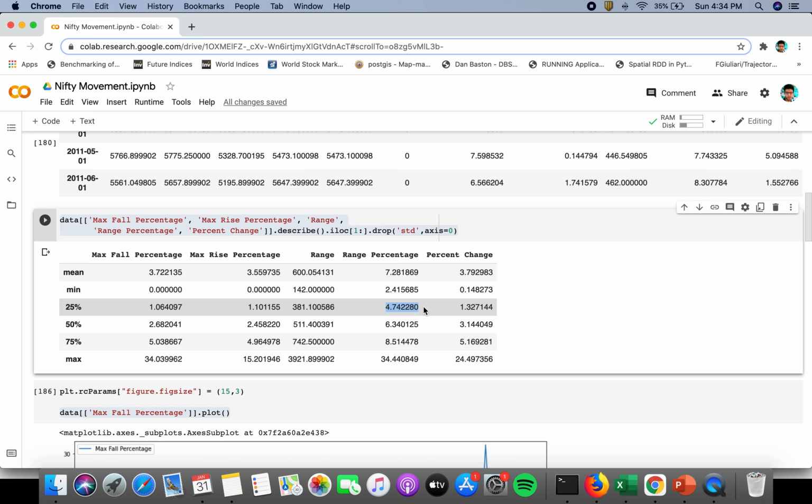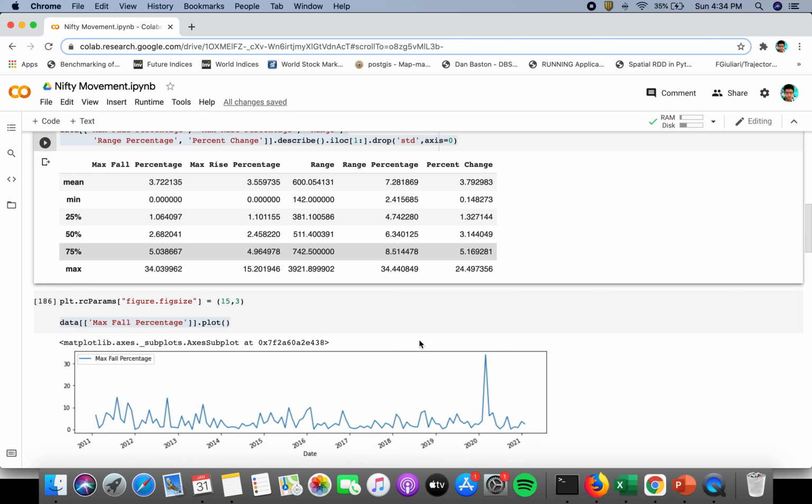This means that in the last 10 years, 25% of the times, Nifty has had a monthly range of 4.74% or below. Similarly, you can see the values for the 50th and the 75th percentile. For the 75th percentile, the range percentage is 8.51. This means that in the last 10 years, Nifty has had a monthly range of less than or equal to 8.51% for 75% of the times.